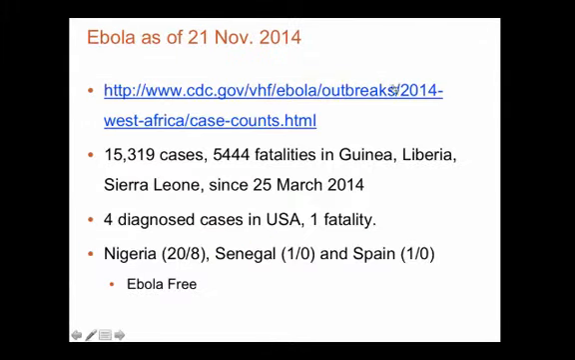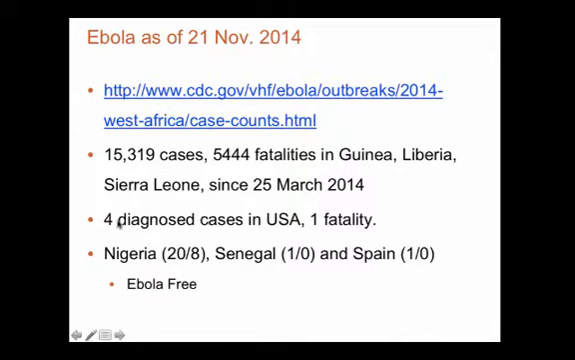There's huge amounts of really good information on Ebola. This particular one has the case counts, where I just got it from. The numbers, as of last week, are 15,319 cases and 5,404 fatalities in Guinea, Liberia, and Sierra Leone. It started in March, so it's been quite a few months now. March, April, May, June, July, August, September, October, November, so 8 months.